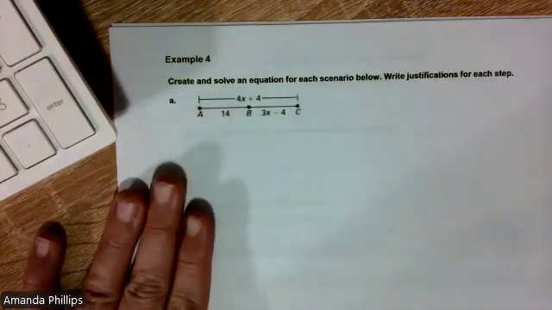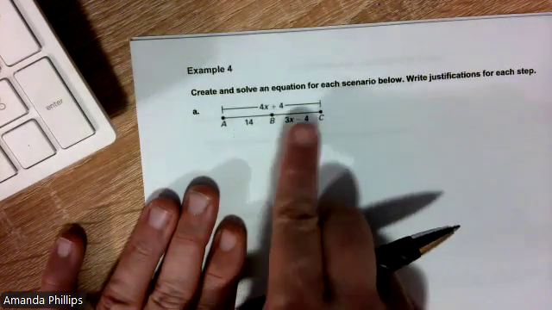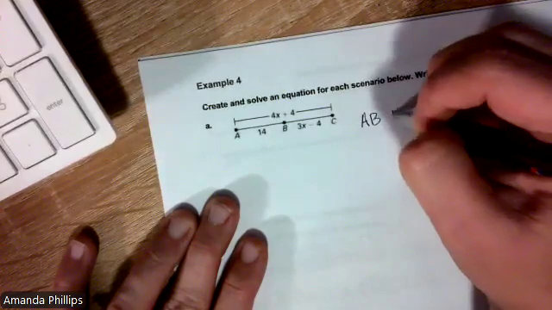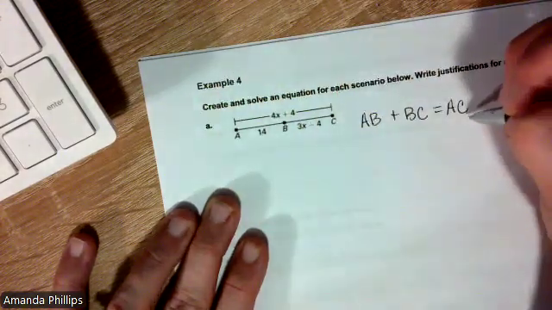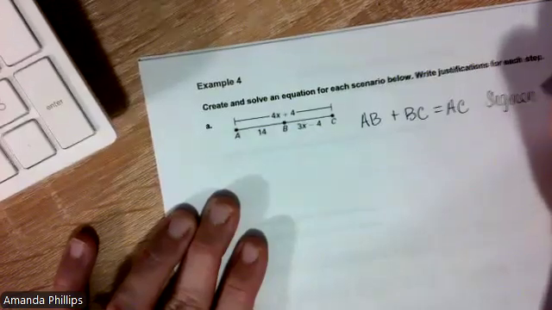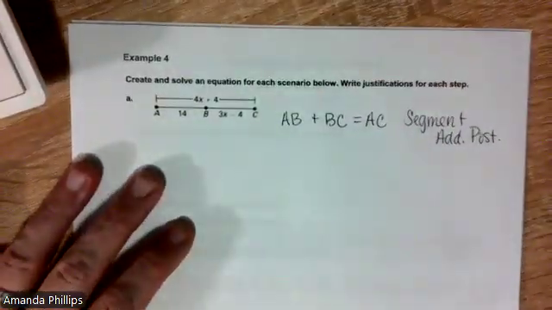Okay, so let's start with what we know. If we look here, we know that this piece plus this piece equals this piece, right? So the way that I'm going to start by writing it is saying that AB plus BC equals the entire length of AC. Now, what told me that? That was my segment addition postulate. Okay, so again, you're just writing down what you know and why you did it.